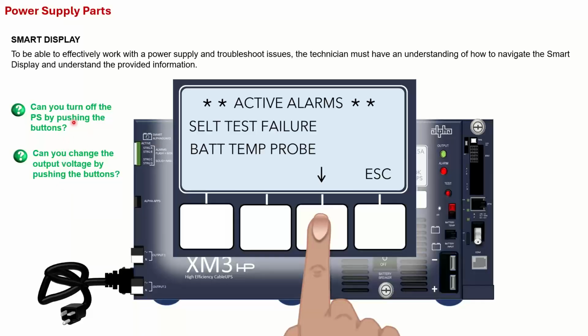I have a couple questions here. Can you turn off the power supply by pushing the button? I don't know of a power supply that pushing buttons will ever shut it off. So, if you're pushing buttons to see what things will do, it's highly, highly unlikely that you're ever going to shut the power supply off. Can you change the output voltage by pushing buttons? I've not seen a power supply where you can actually change the output voltage by pushing buttons.